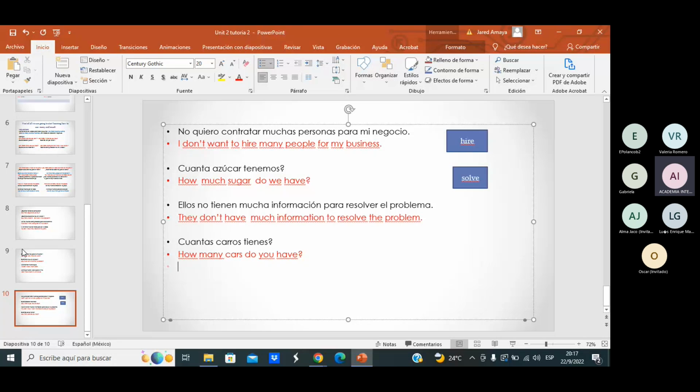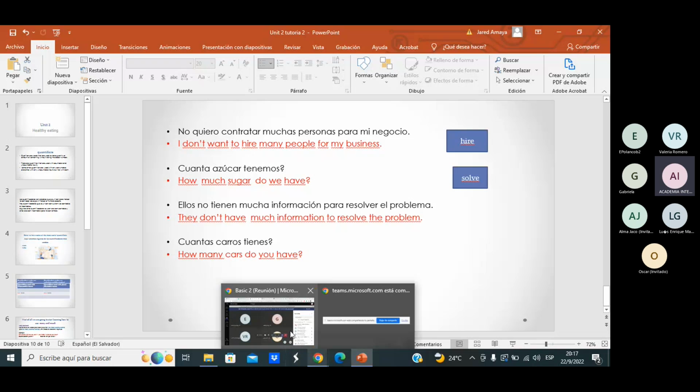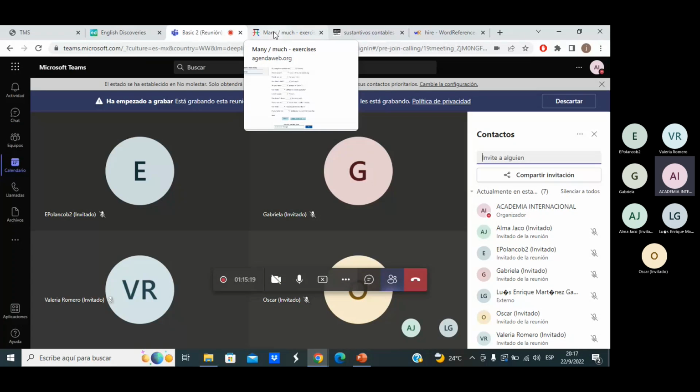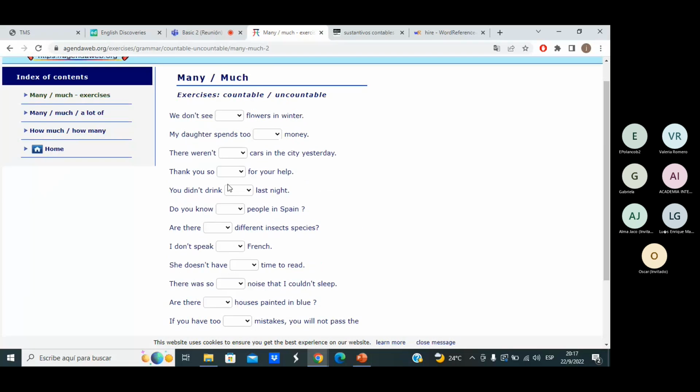Very good. I don't know if everything is clear about this topic, or there is something that you haven't understood so far. Would you like to make more sentences or practice a little bit more? I have here some exercises in order to practice. Would you like to practice, or that's everything? ¿Le gustaría practicar un poquito más con estos? ¿O no? Sí, teacher. Por favor. Okay.